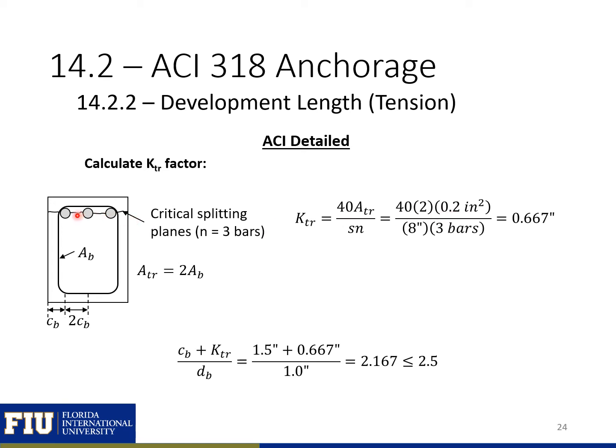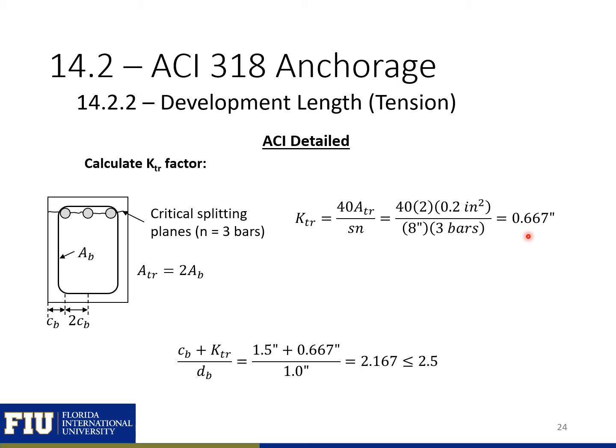The splitting plane goes across 1, 2, 3 longitudinal bars. So our N here is equal to 3. So we have 3 bars there. And the spacing of our number 4 bars is 8 inches on center. So we have 8 inches there. So here we can see our KTR is equal to 0.667 inches.